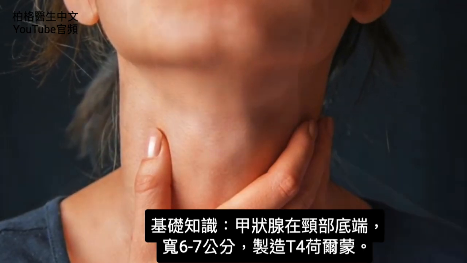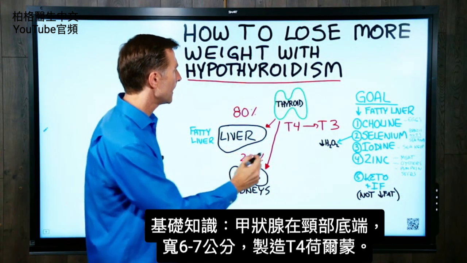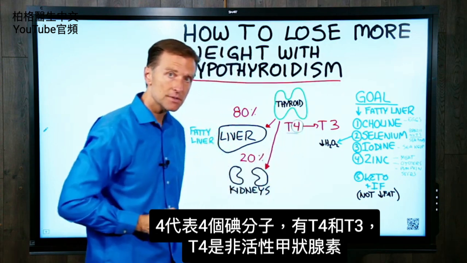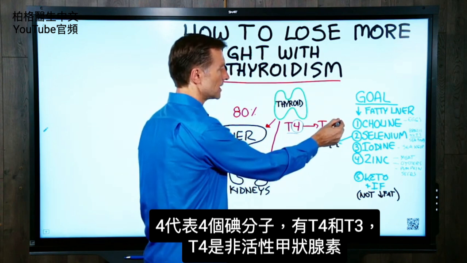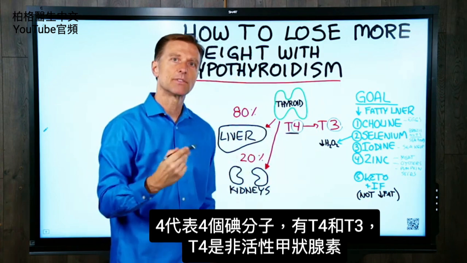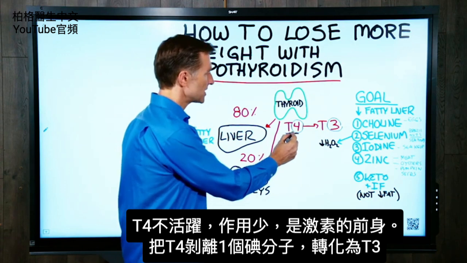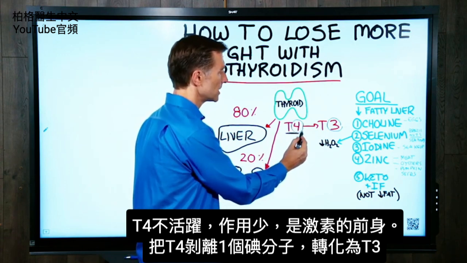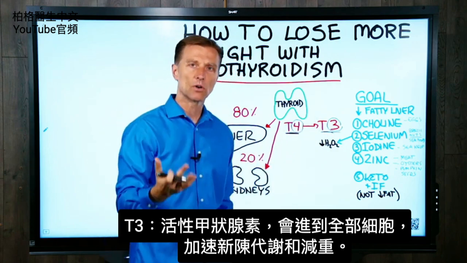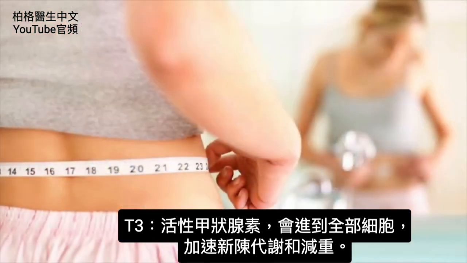A few basics. You got the thyroid right here. It's located right in the bottom part of the neck, 2.5 inches wide. It produces a hormone T4. Okay, the 4 represents the number of iodine molecules. So you got 4, and then you got this T3 over here, right? So T4 is an inactive thyroid hormone. It's not active. It doesn't really do much. It's a pre-hormone. Your body strips off one of the iodine molecules and it converts to T3. T3 is the active form of thyroid hormone, okay? It's the thing that goes into all the cells and speeds up your metabolism as well as weight loss.